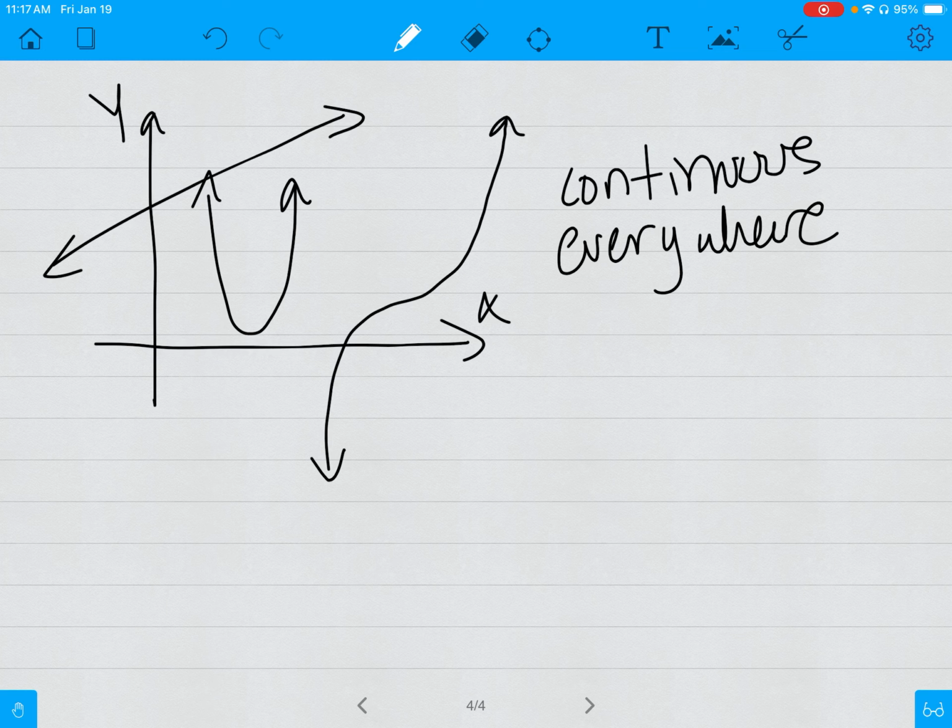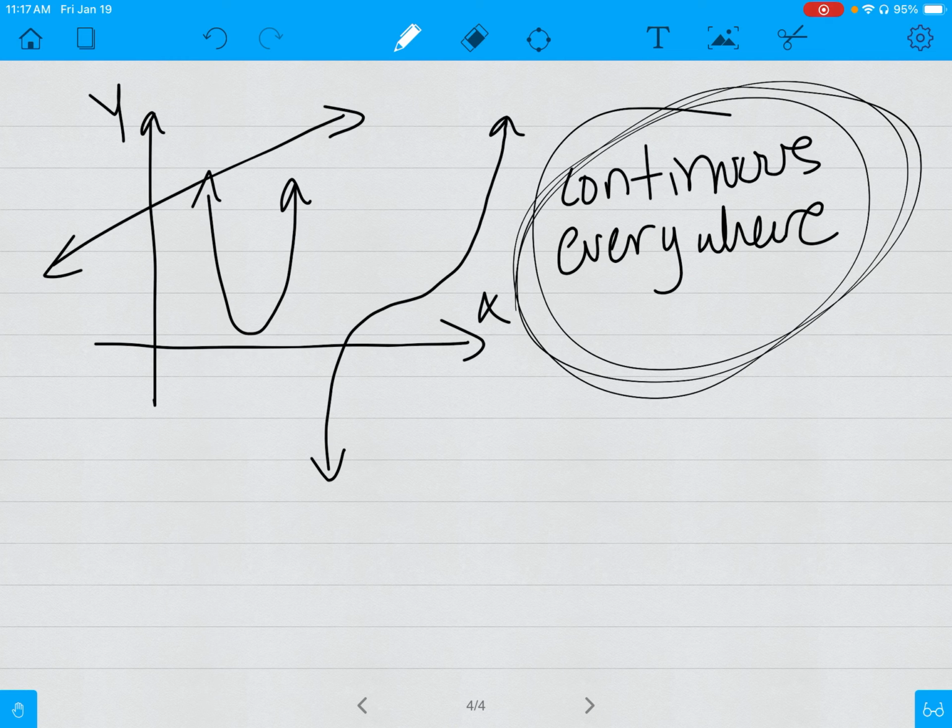So a lot of the functions that we're used to dealing with, these regular, everyday, well-behaved functions, are going to be continuous. You really have to worry about discontinuity when you're dealing with some of the more exotic functions, if you want to call them that. Piecewise defined functions, functions that have holes, functions that have asymptotes, right? Those are the functions that we have to worry about whether or not they are continuous.